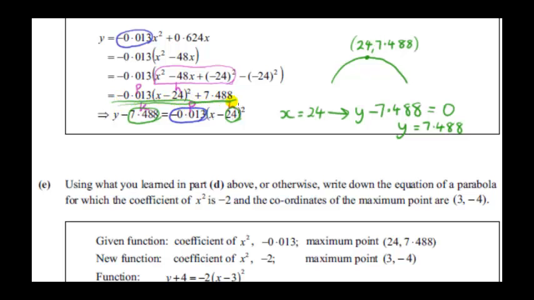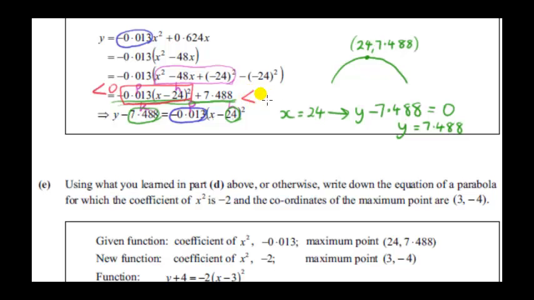The reason it's a maximum is if we go back up to this line here, we can see that this thing inside the brackets is always positive because it's something squared. It doesn't matter what x is. X minus 24 all squared is going to be positive. And then we're multiplying by something negative, minus 0.013. So overall, if I just highlight this here, we see that this quantity here is always going to be negative. It's going to be negative for all values of x. So we have a negative quantity plus 7.488.